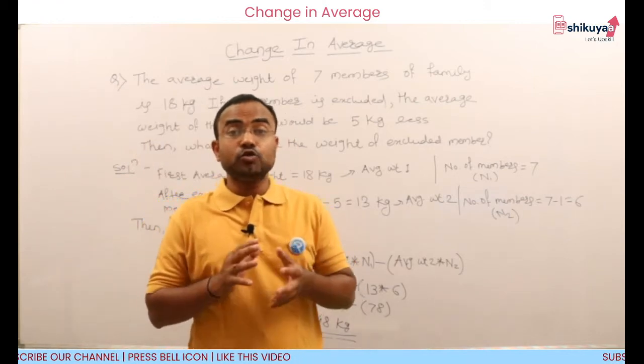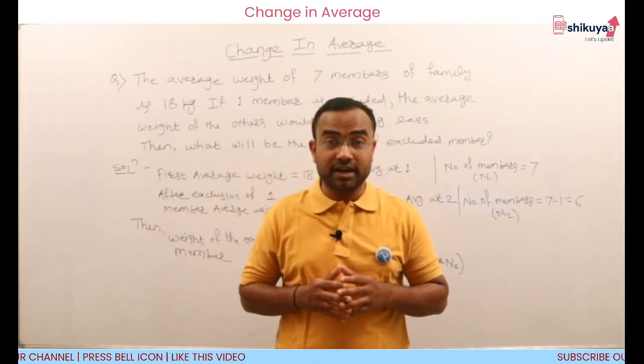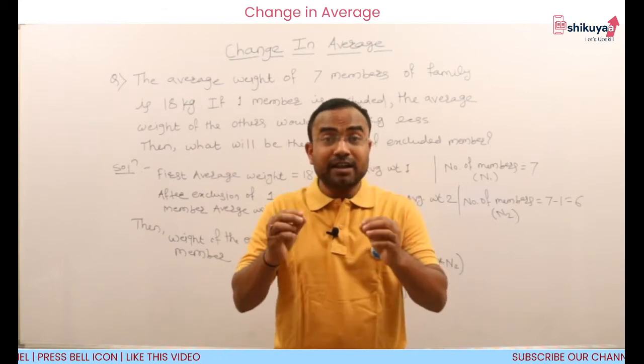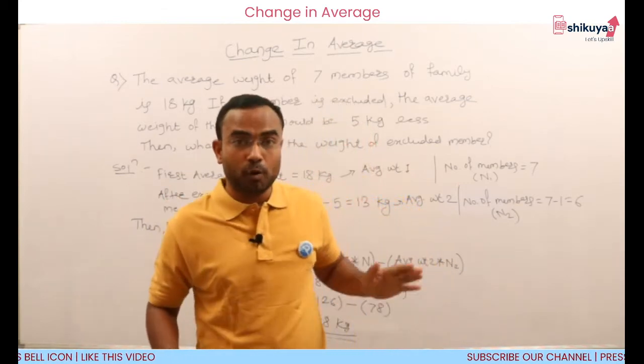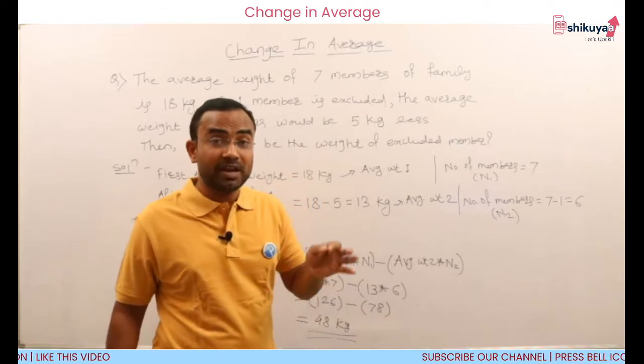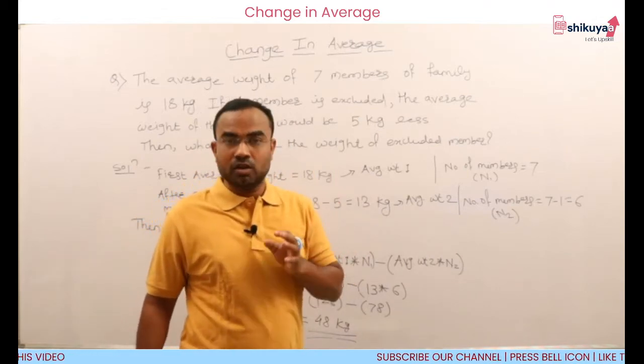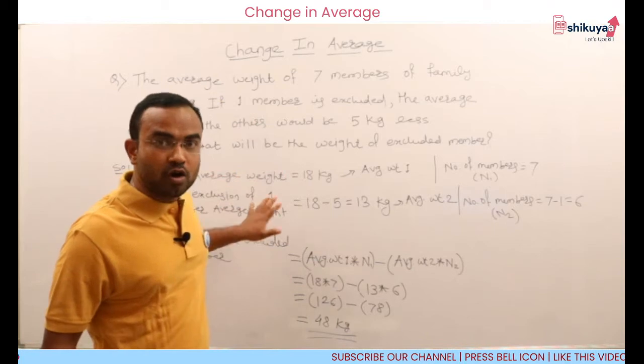So by using this formula, we have calculated the weight of the excluded member, and this problem belongs to the subtopic change in average. So I think you have understood this question.